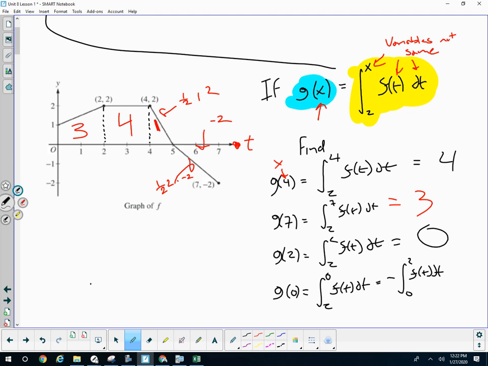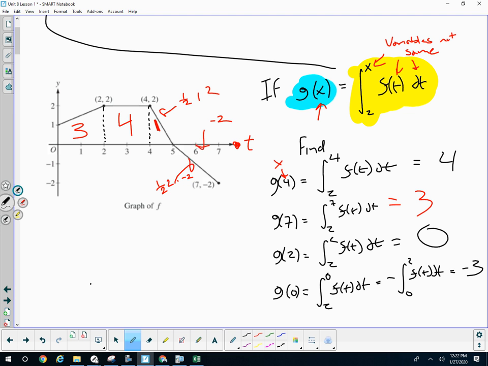This is a trapezoid. We will talk about how you have a formula for this trapezoidal area in the future. For right now, it's easy enough to do rectangles and a triangle. You get that that's 3. So the answer would be -3. Okay?